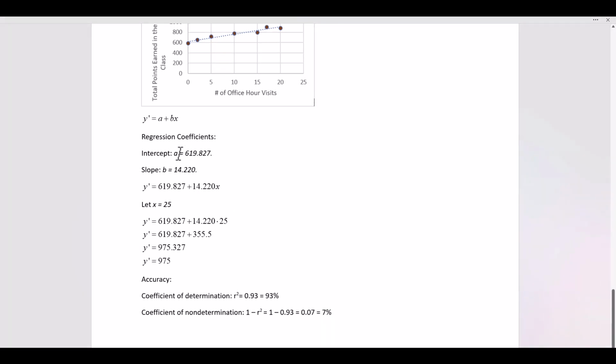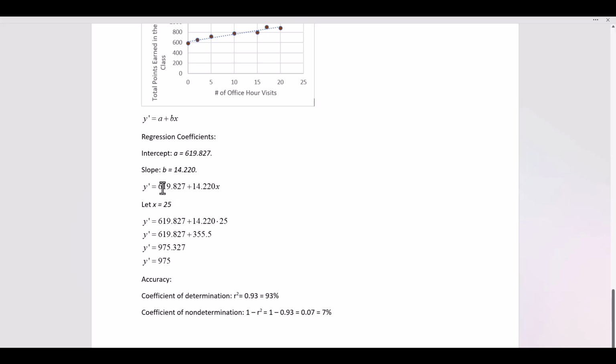So we take A and B and we plug it back into the original equation. Thus, the line of regression is y prime equal to 619.827 plus 14.22x. We can use the line of regression to make a prediction. So if a student has 25 visits to their instructor's office hours, what would be the expected total amount of points that they would earn in the class?